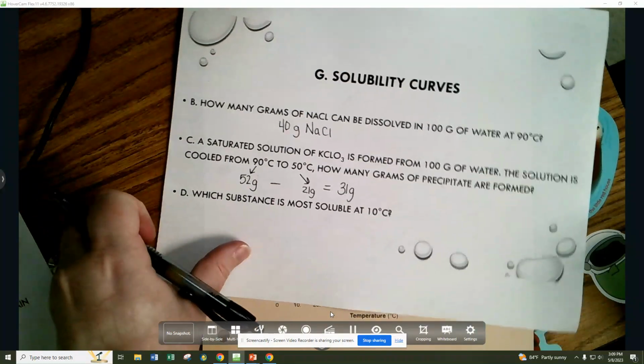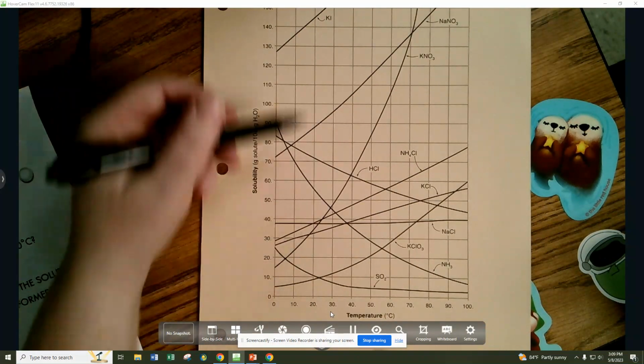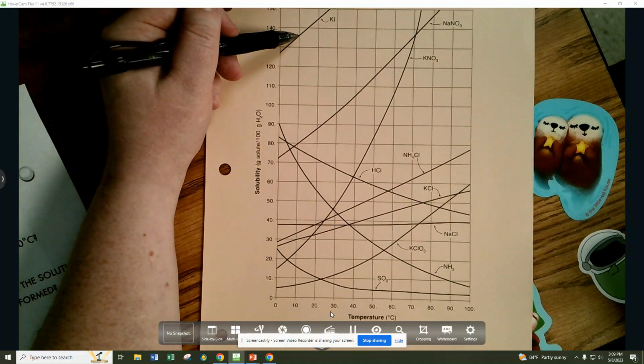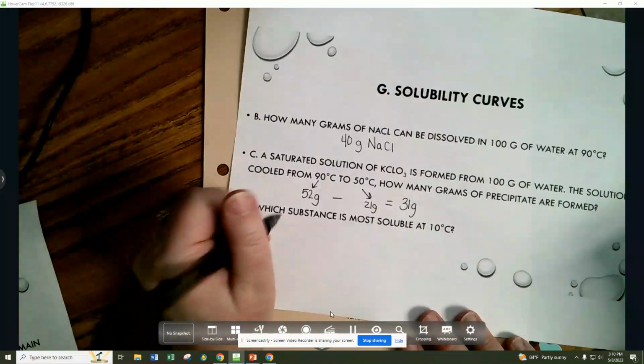Here in letter D, it's just asking which substance is most soluble at 10 degrees being the value here, and we're looking at which one can dissolve the most. So that's going to be your highest substance at that temperature, which in this case looks like potassium iodide.